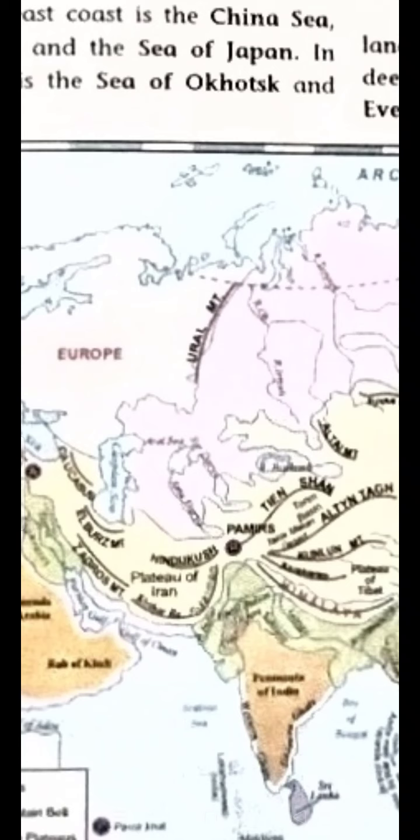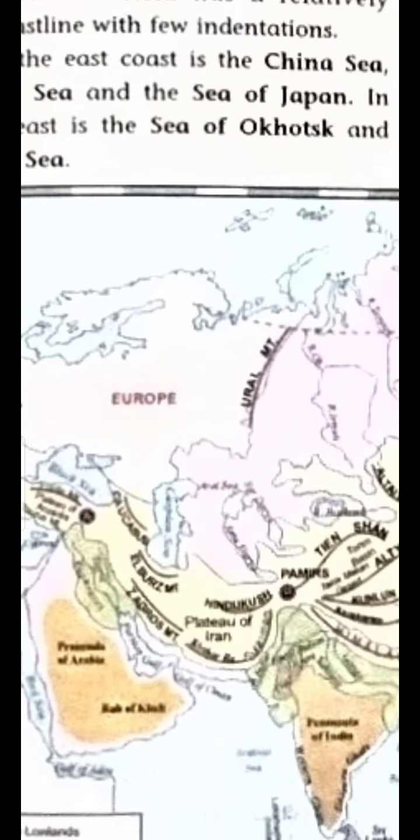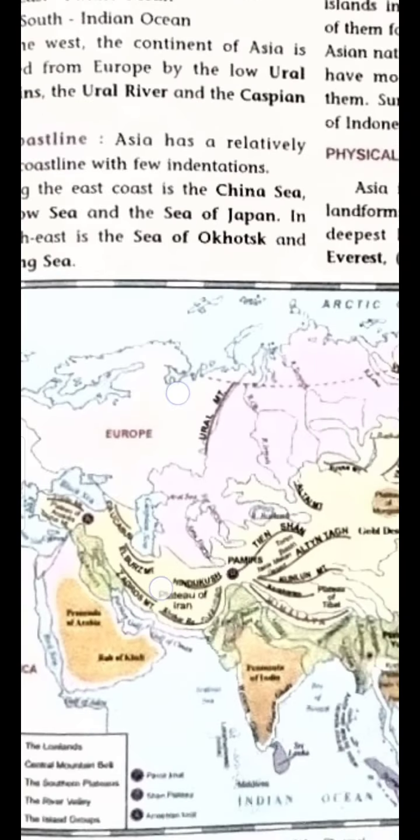And they are called Old Fold Mountains. So, Ural Mountains is an example of Old Fold Mountains. Okay, now there is a Ural River and the Caspian Sea also here. You can all see the Caspian Sea, as well as the Ural River which flows into the Caspian Sea.